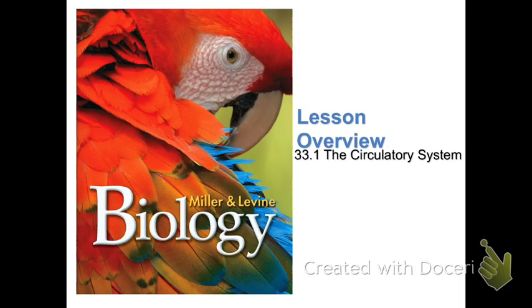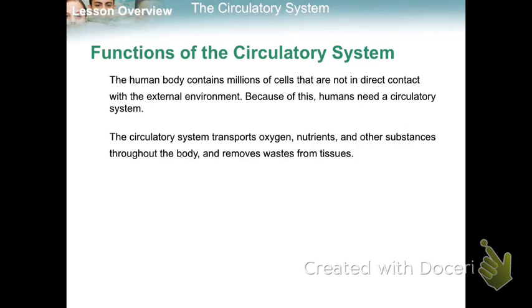The circulatory system is the first system we're going to go through in this Unit 3, where we're going to be talking about homeostasis. The circulatory system's function is to get the good stuff to the cells, oxygen, nutrients, and other substances, and removing wastes from cell processes that happen.